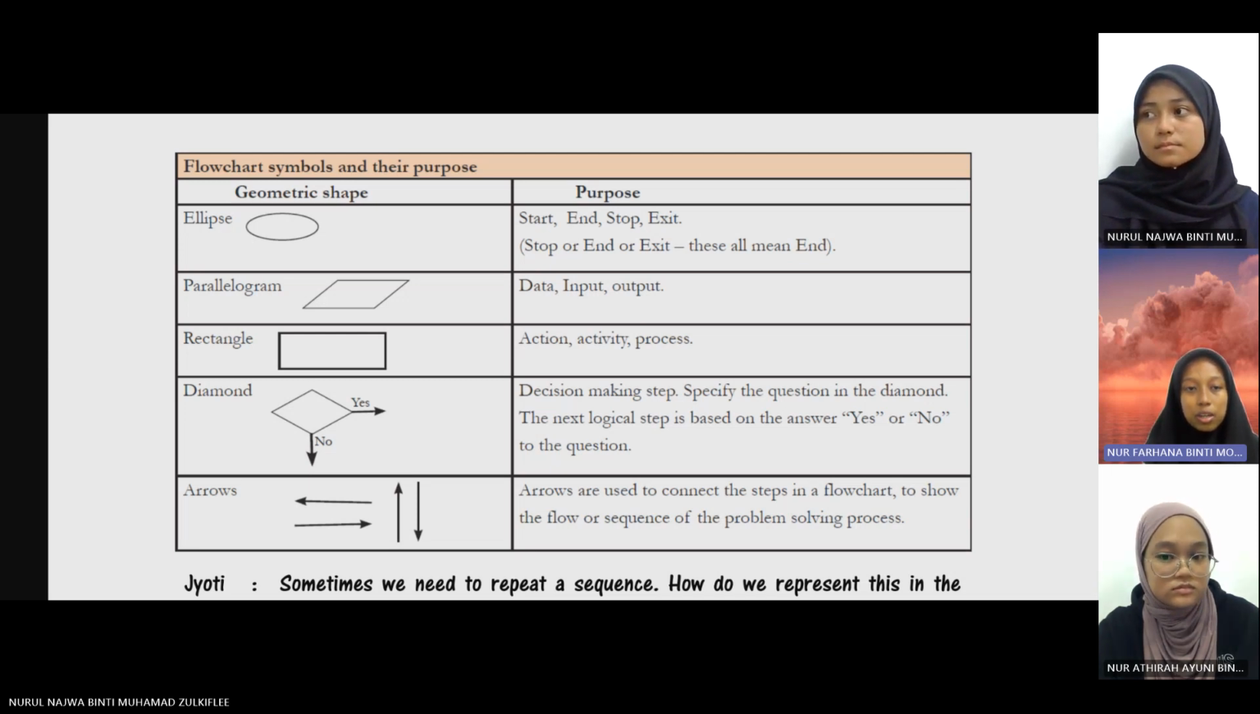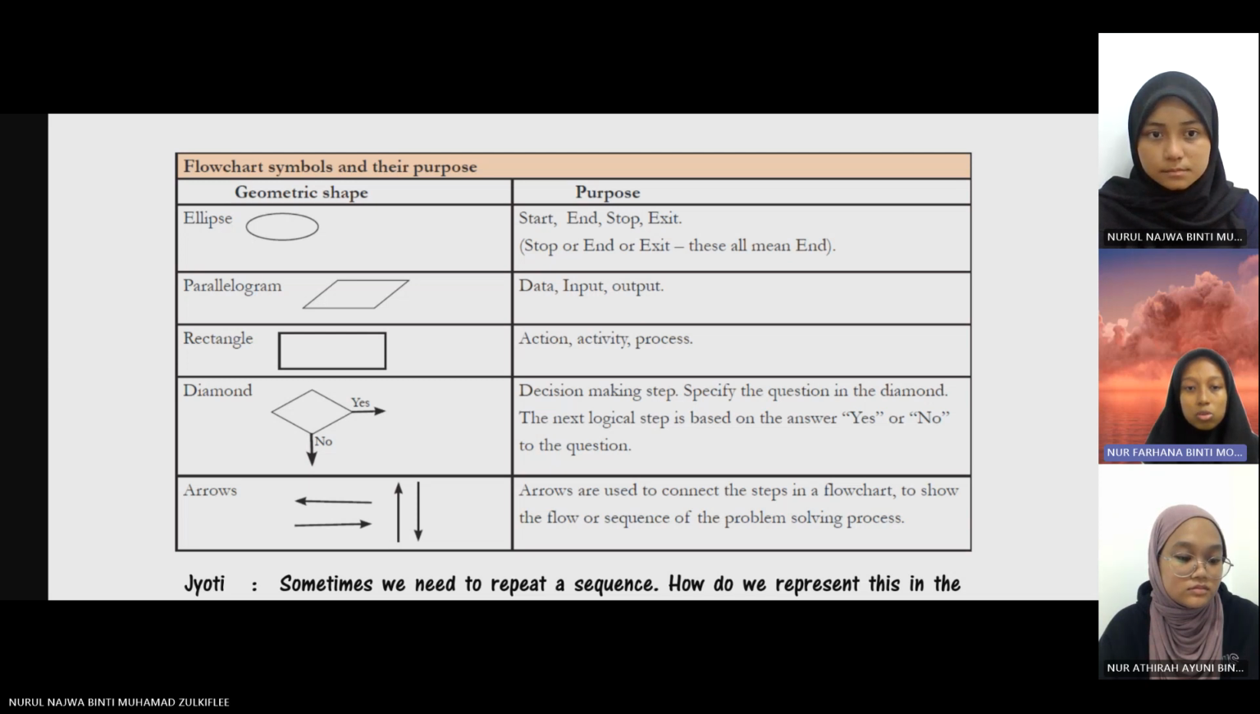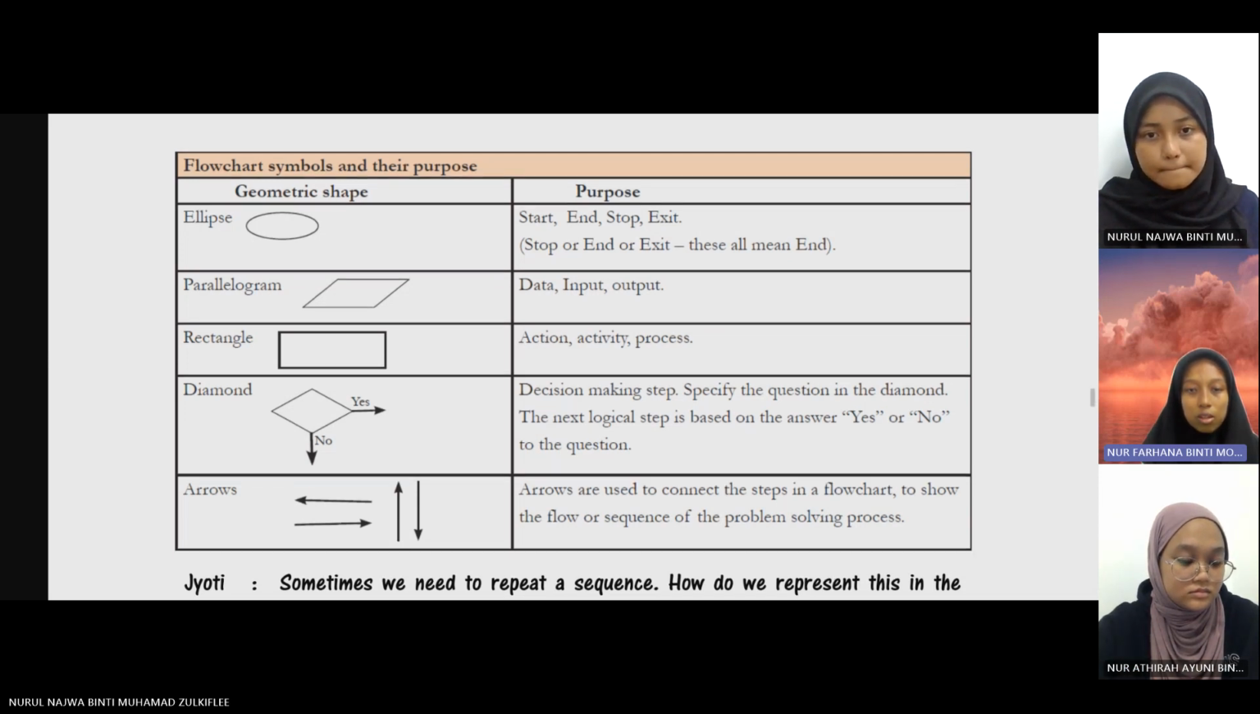The second one is the parallelogram. The purpose is data, input and output. The third one is the rectangle. The purpose is action, activity, and process. After that, we have the diamond, and the purpose is a decision-making step. Specify the question in the diamond. The next logical step is based on the answer yes or no to the question. And the last one, we have arrows. Arrows are used to connect the steps in the flowchart to show the flow or sequence of the problem-solving process.